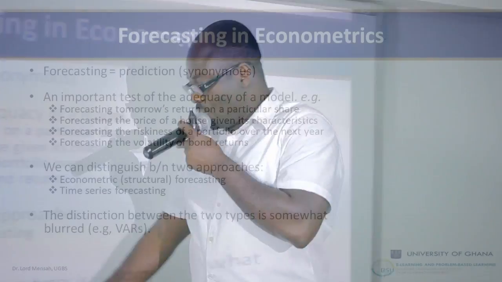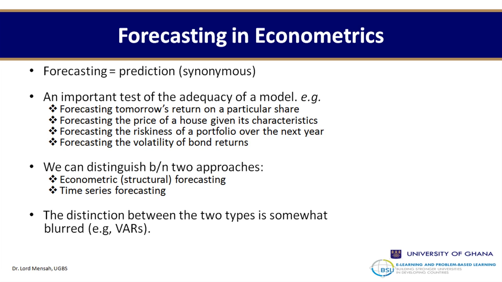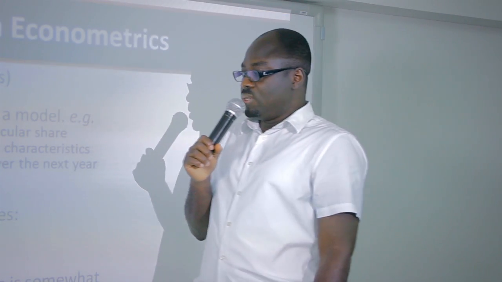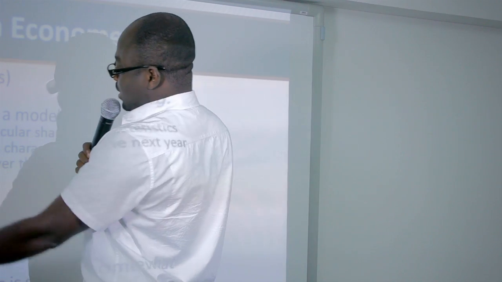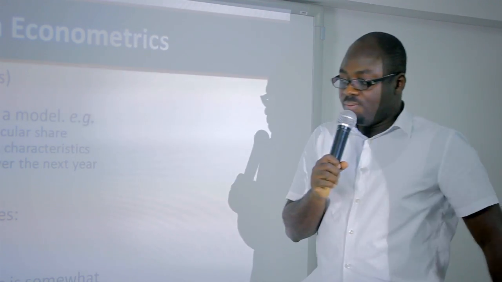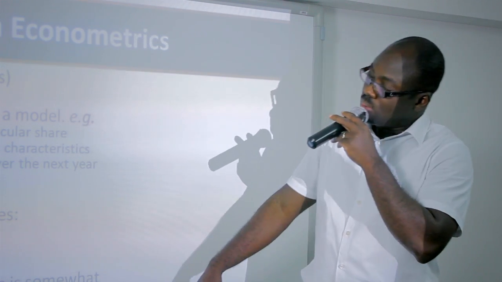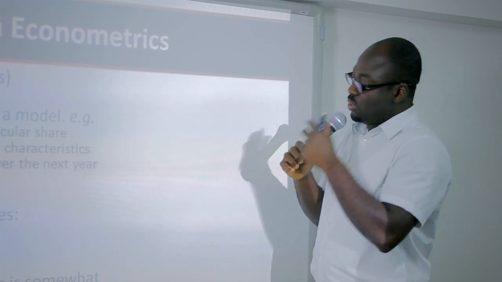And the distinction between the two types is somewhat blurred if we are dealing with VAR models, vector autoregressive models. Now the vector autoregressive models involve some structural equations and time series equations at the same time. So with the combination, if you want to distinguish between the structural forecasting and the time series forecasting, it becomes difficult. So we'll come to the vector autoregressive models in our next few lectures. You'll see the structure of those types of equations.